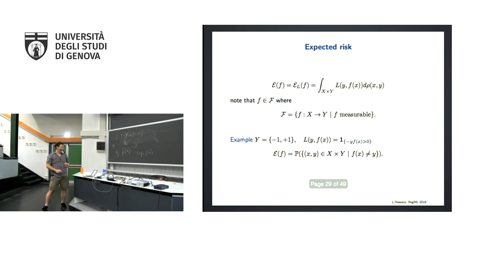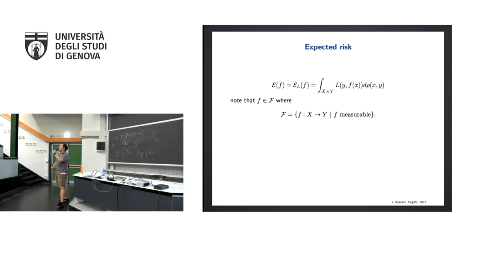Okay, let's move on. As we said, we have the data, we have the distribution, we have the loss. Now we can say what we would like to do. What we would like to do is to minimize the future error. And the future error is what I wrote here. If you want, this is the expectation of the error over all possible input and output. All possible x and y.